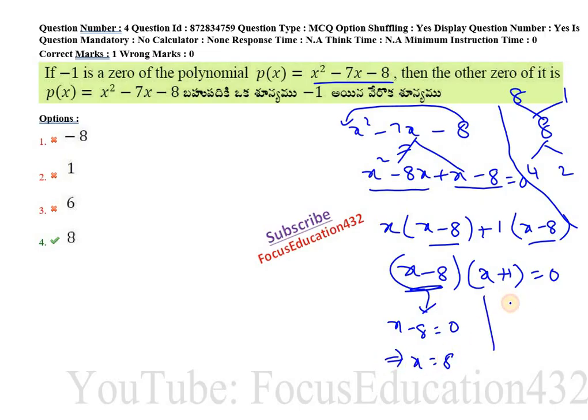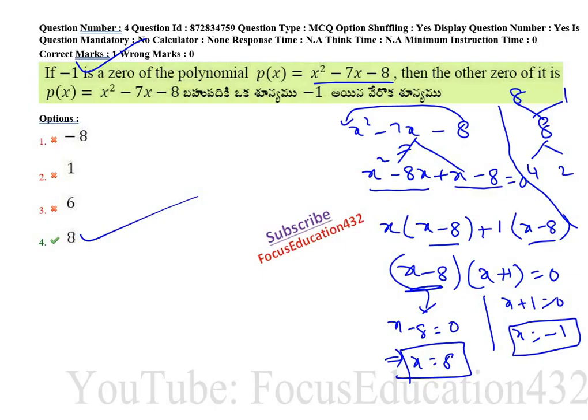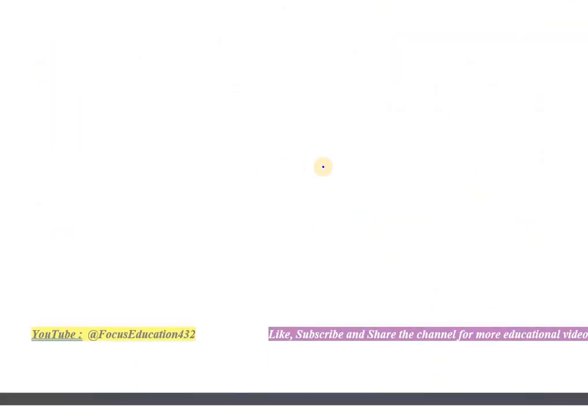What about this one? x plus 1 is equal to 0, so x is equal to minus 1. Minus 1 is already given to us as a zero. So what is the other zero? 8. If you know any other method, like the formula minus b plus or minus root, you can do it that way also. This method is splitting the middle term. Now moving to the next question.